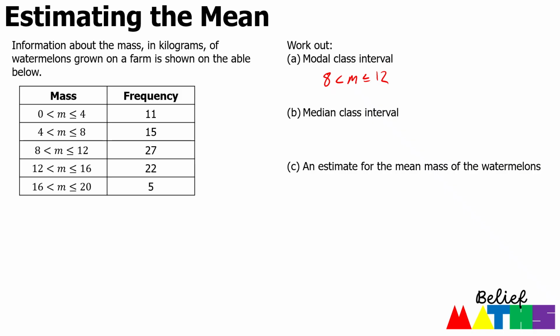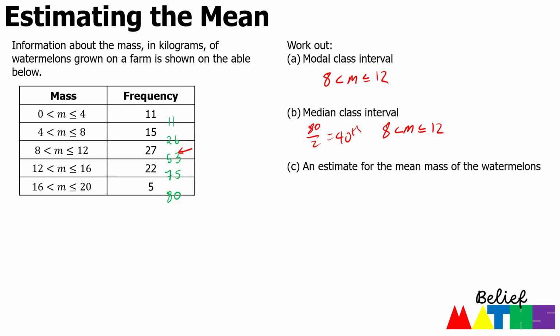Median is done in exactly the same way. We'll do our cumulative frequency or our running total. That's 11, 26, and that again, that's 40, that's 53, 75, and 80. So again, our median is half of 80. So we've got 80 divided by 2, which is the 40th person. And we can see the 40th person lies in here, which is again the exact same interval as the mode. And that's often the case in these questions. The mode and the modal class and the median class will be the same. It's not always the case, but it does happen quite often.